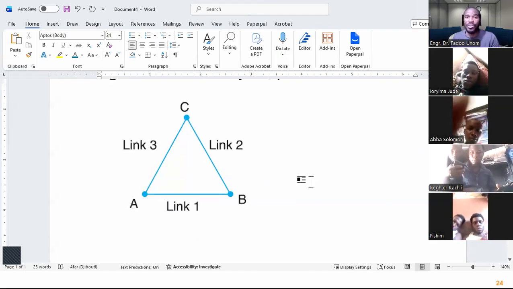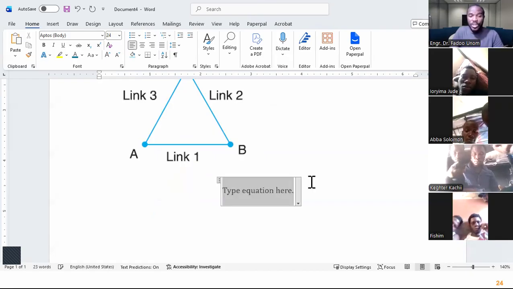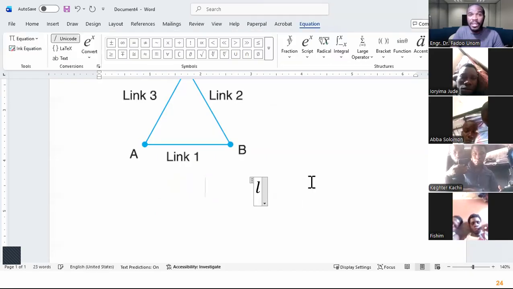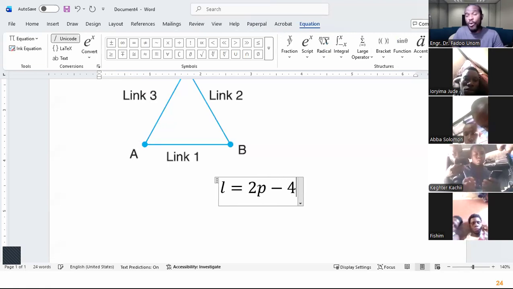Is it a chain with unconstrained motion? So remember the equations. What did we say the equations were? We said L equals 2p minus 4. That's the first thing we're going to test.